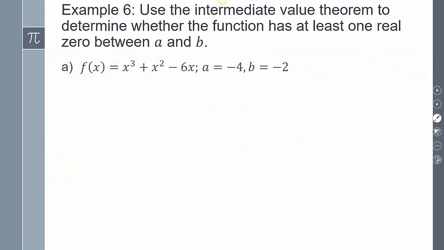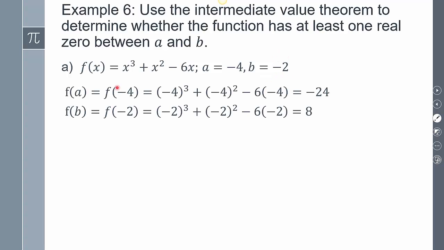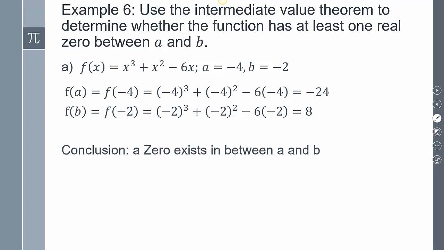In this example here, it says use the intermediate value theorem to determine whether the function has at least one real zero between a and b. So if my interval a is -4 and my b is -2, that means I have to plug in -4 and I have to plug in -2. Well, notice my y values are -24 and 8. They change signs. So according to the intermediate value theorem, I can make the assumption that at least one zero exists between a and b. There could be more, I don't know, but I can at least make the assumption that there's at least one.